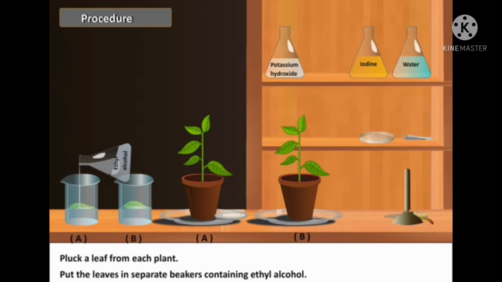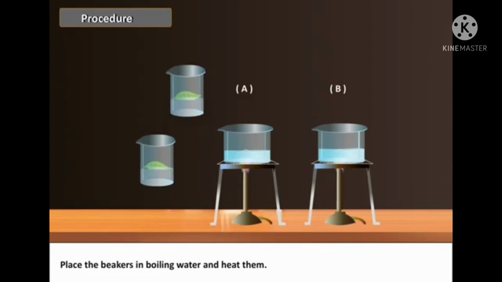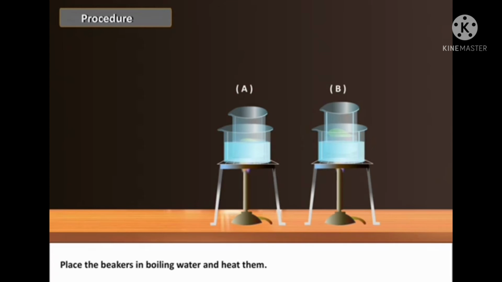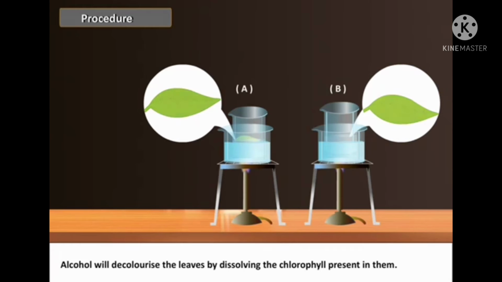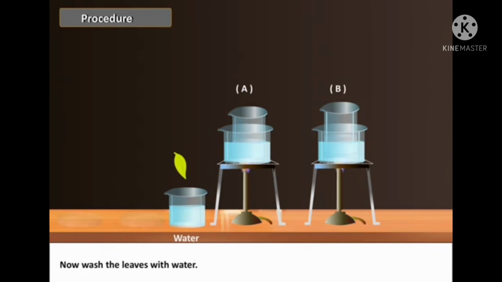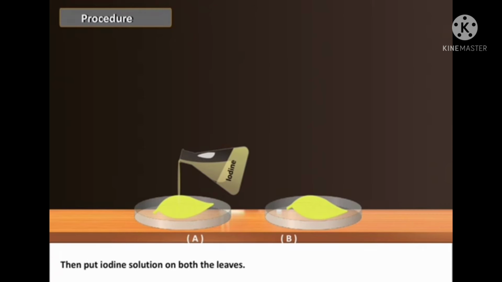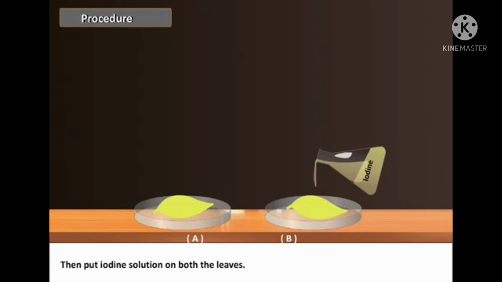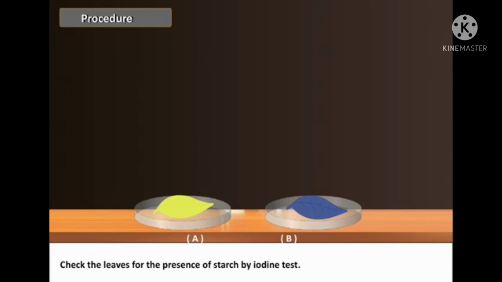And next, place the beakers in boiling water and heat them. Alcohol will decolorize the leaves by dissolving the chlorophyll present in them. Now wash the leaves with water. Then put iodine solution on both leaves. Check the leaves for the presence of starch by the iodine test.